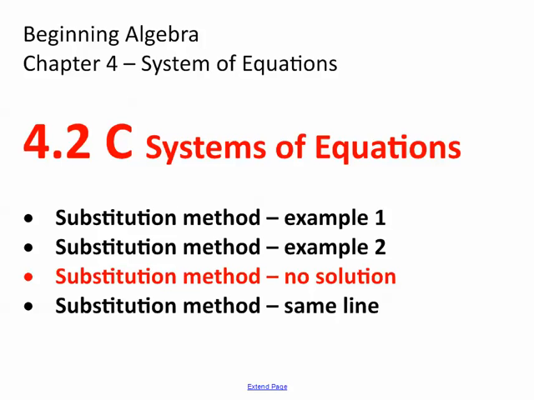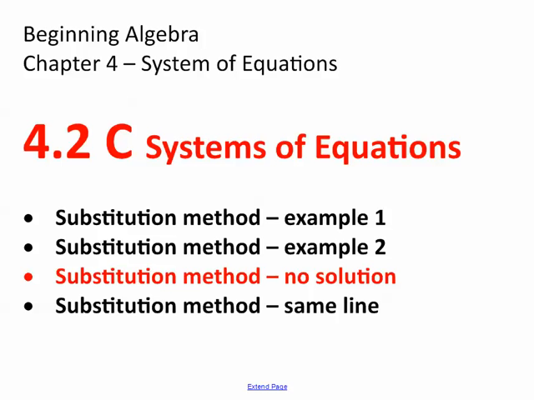Alright, so we're in chapter 4, which is systems of equations, solving systems of equations, and this is 4.2, using the substitution method to solve a system of equations. And this is going to talk about what it looks like with a system of equations with no solution using the substitution method. So what does it look like?